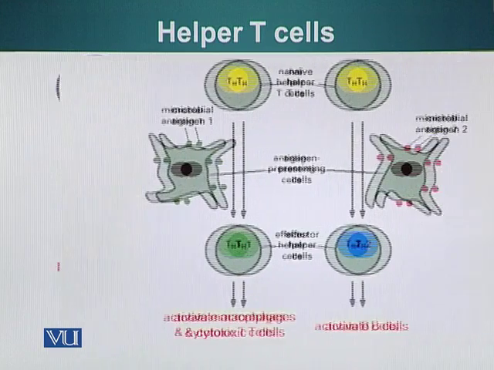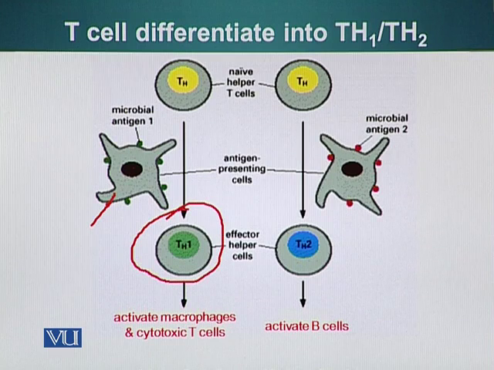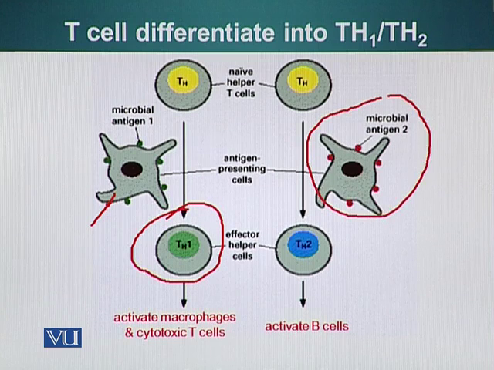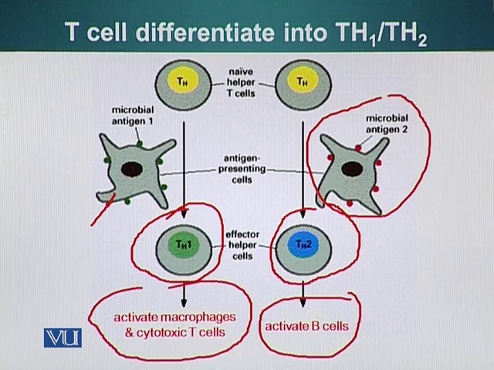the nature of the peptide fragment that the antigen-presenting cell exposed the helper T cell to. So here, you have antigen-presenting cells. In one case, they are displaying their peptide fragments to T cells that develop into helper T cell type 1. This antigen-presenting cell is also displaying peptide fragments, and it results in development of helper T cell type 2. We have said Th2 cells activate B cells, which results in production of antibodies. Th1 cells activate macrophages and cytotoxic T cells.